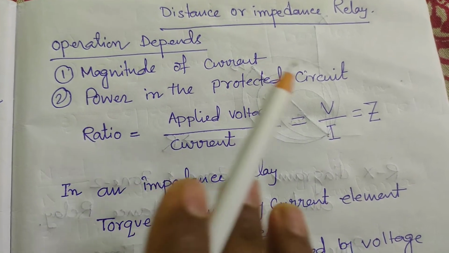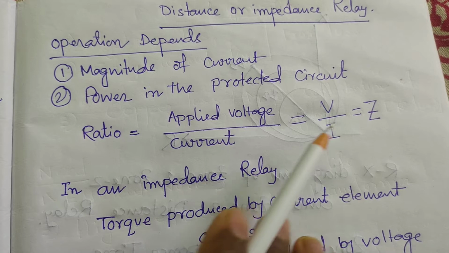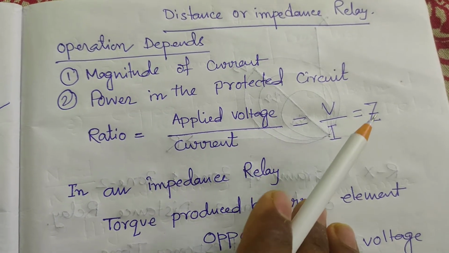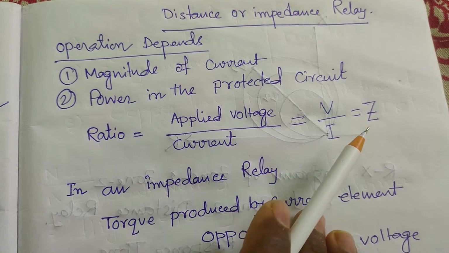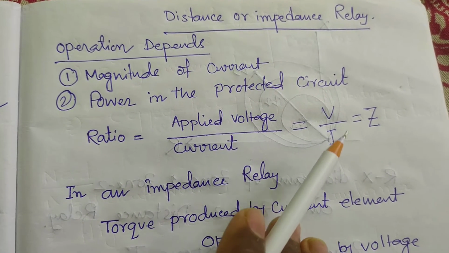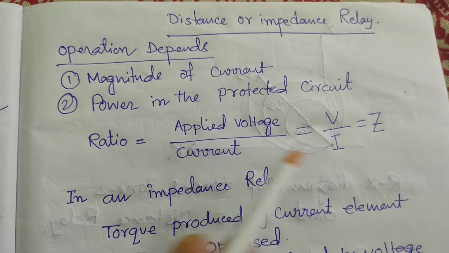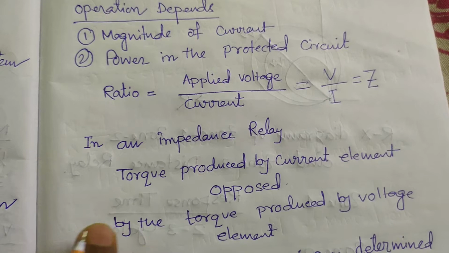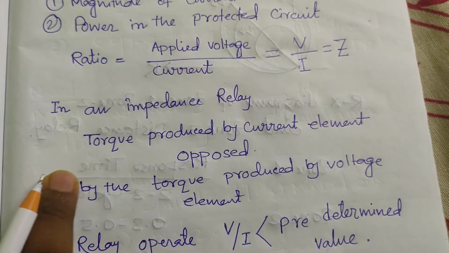If the value is predetermined, the value is already given to the relay. If the measured value is less than this predetermined value, then the relay will be operated. And how this operation goes on, we are going to discuss.